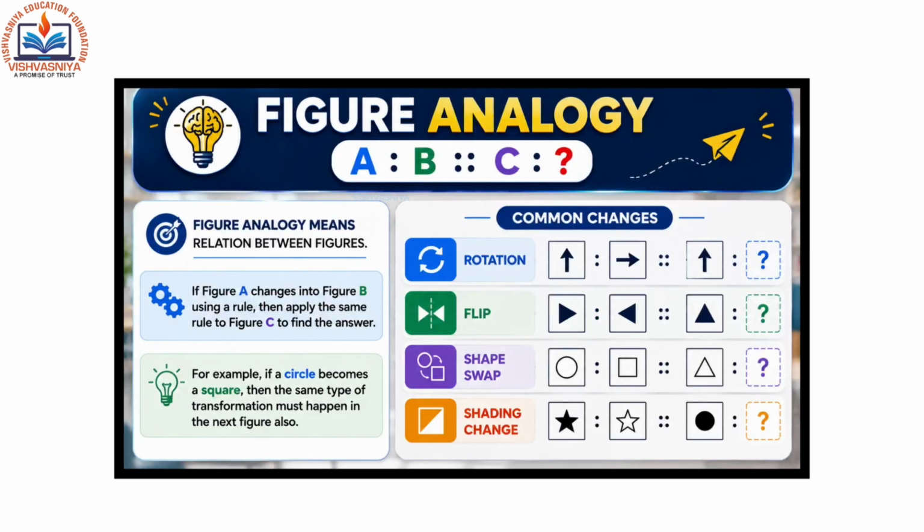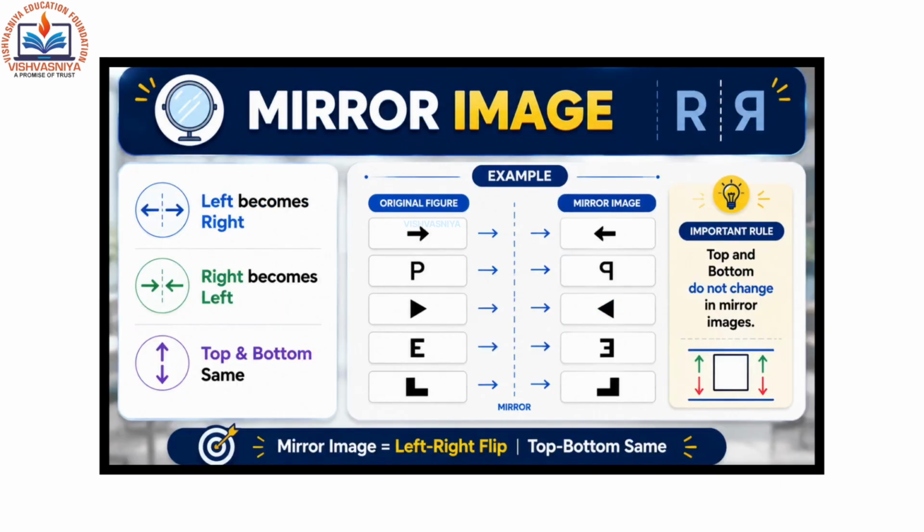Figure analogy means relation between figures. If figure A changes into figure B using a rule, then apply the same rule to figure C to find the answer. For example, if a circle becomes a square, then the same type of transformation must happen in the next figure also. Mirror image means left-right flip.